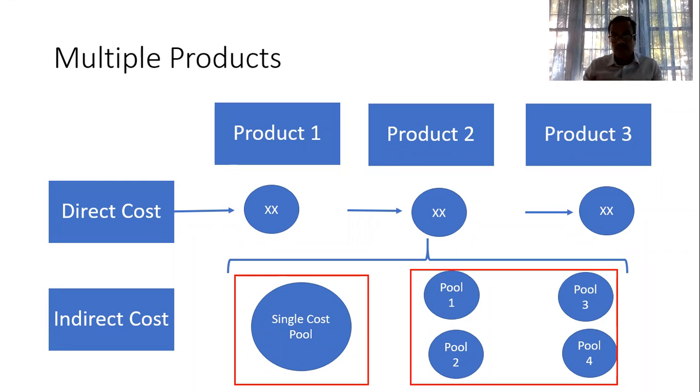But nevertheless, everything depends on the significance of indirect cost. That is the thing you have to understand. For example, in a particular product, direct cost is say 100 rupees.